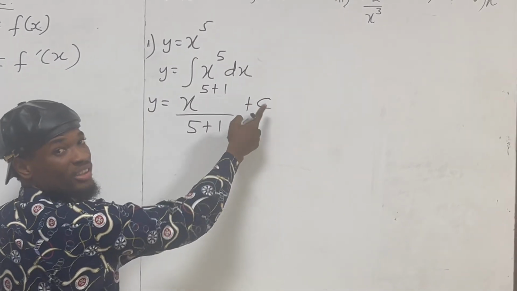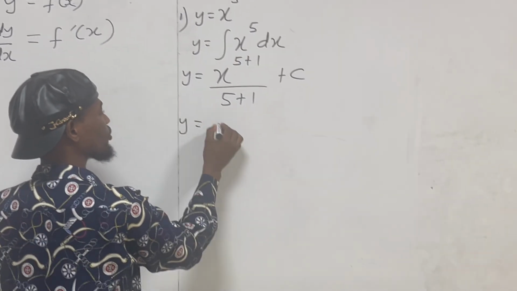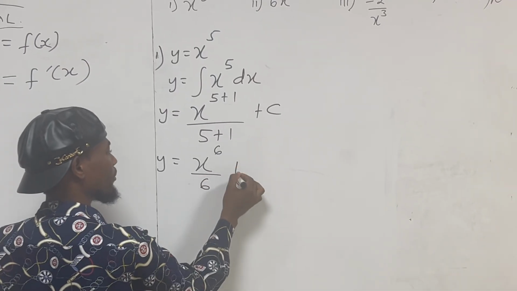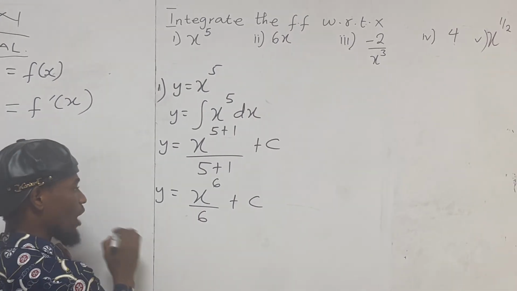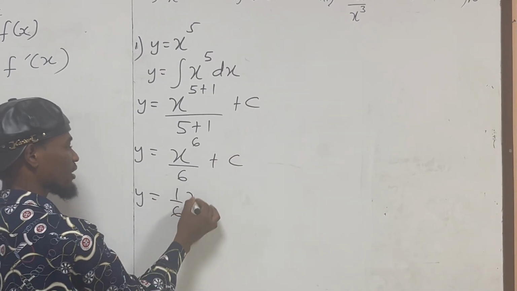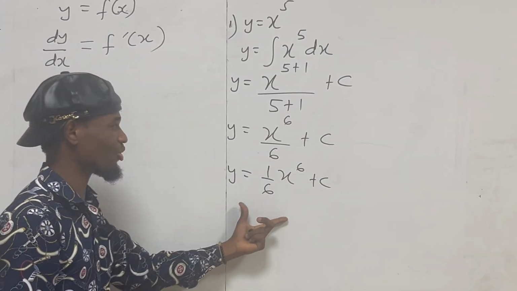You know why? Because it is indefinite integration. So I have y is equal to x to the power 6 all over 6, plus c. In other words, y is the same as 1 over 6 times x to the power 6 plus c. As simple as that.